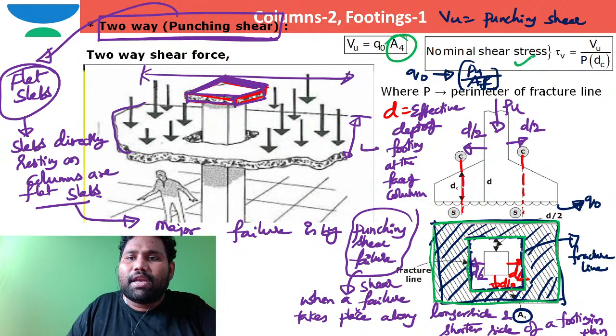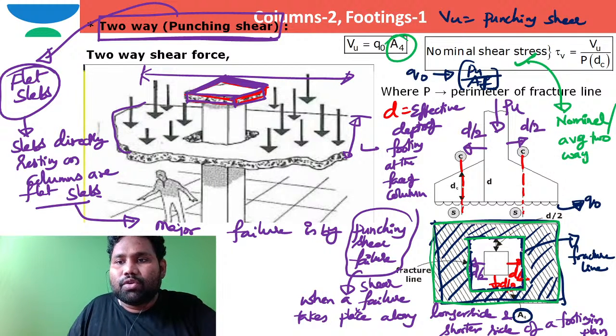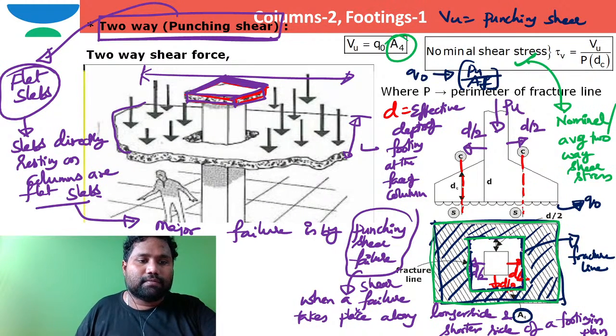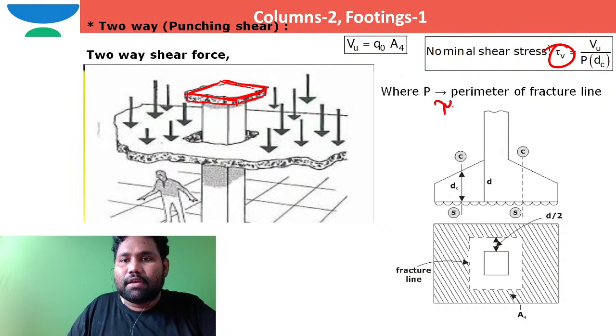Now coming to the nominal shear stress. What is the name for this nominal shear stress? Nominal two-way shear stress, nominal or average two-way shear stress. Let us work it out. Let tau v be the nominal shear stress, or average two-way shear stress.